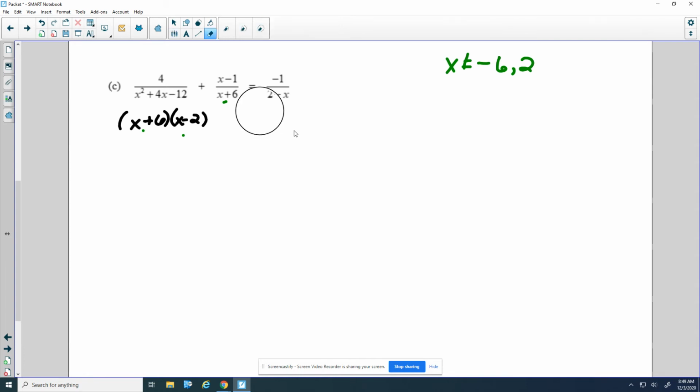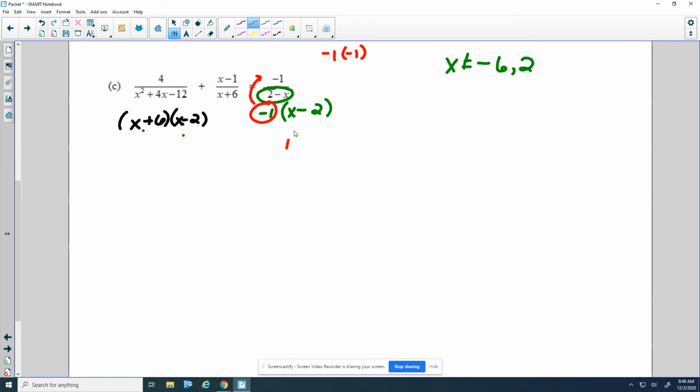So now as I look at my LCD, right now it looks like I have 3 different factors, x plus 6, x minus 2, and 2 minus x. But we know if we take this denominator and factor out that -1, that's going to make the x term positive and the 2 negative. And then remember our little trick, we can move a negative sign to the top of the fraction, sorry about that. So if I move this up here, I have -1 times -1, which is going to make that a +1.